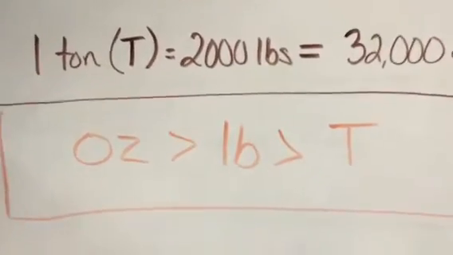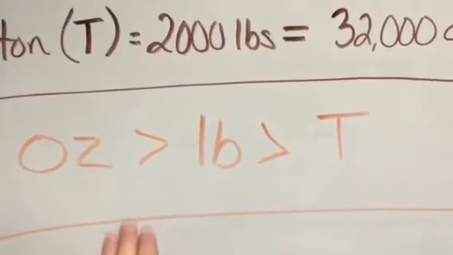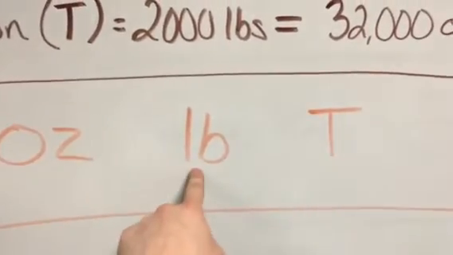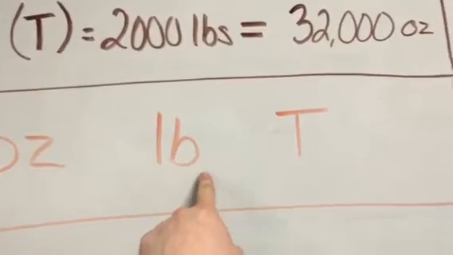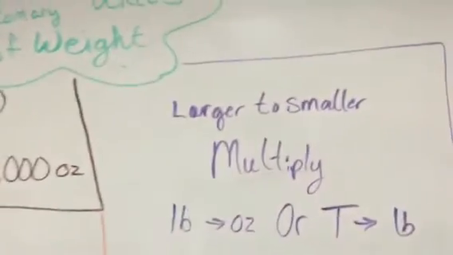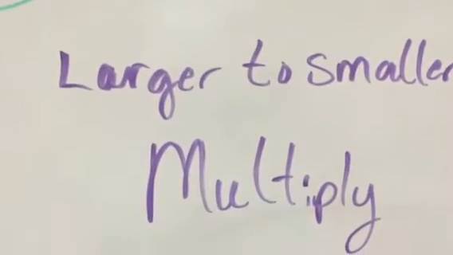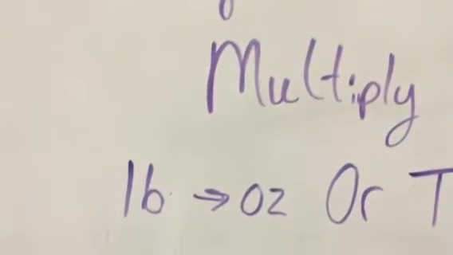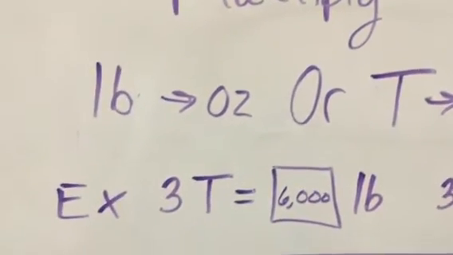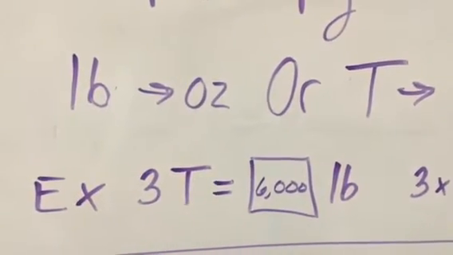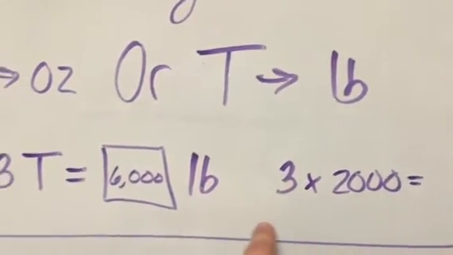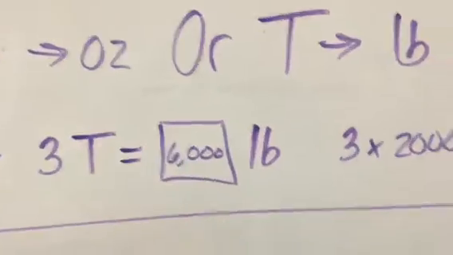And again, there's only 3 of them, and oh, I made my lines the wrong way. They should go the other way. Ounces are less than pounds, and pounds are less than tons. Same information. If we're going from larger to smaller, we need to multiply, like pounds to ounces or tons to pounds. An example of this would be if I have 3 tons, how many pounds is it? I have to multiply, so 3 times 2,000 gives me 6,000 pounds.